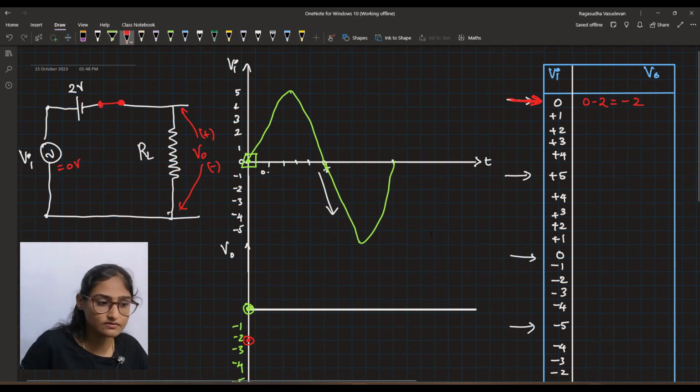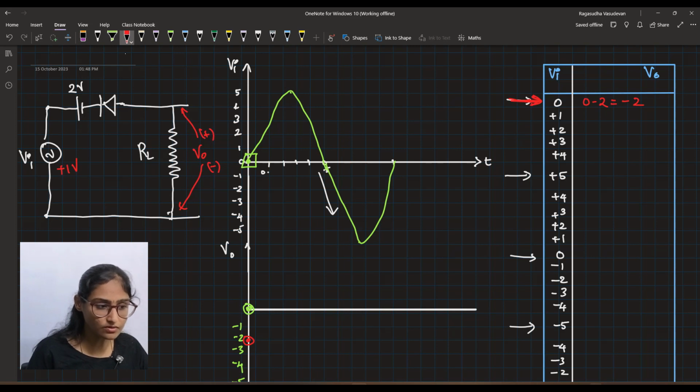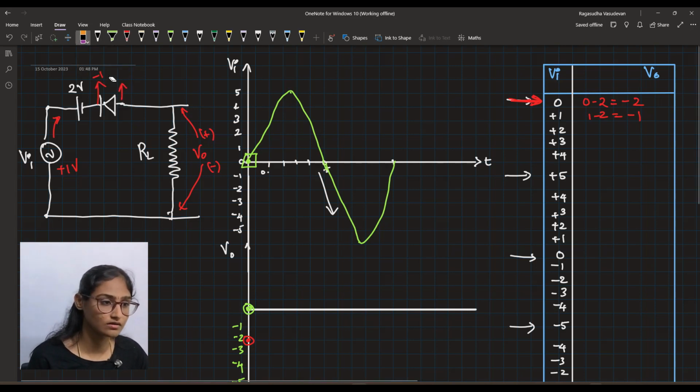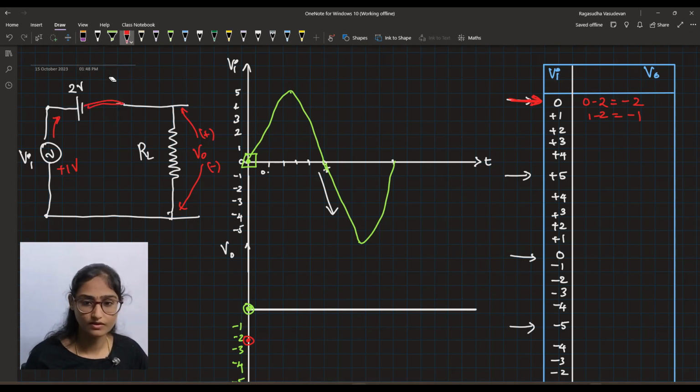In the second case, Vi is equal to plus 1 volt. So it is 1 minus 2, because 1 is coming in this direction and 2 is opposing it. So it is 1 minus 2, which is minus 1 volt here, and here it is 0. Again the N terminal's voltage is less than the P terminal's voltage. So what will happen? The diode will be on. It is forward biased. So this will be the voltage across V0.